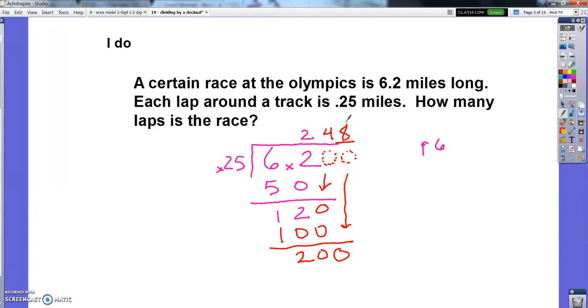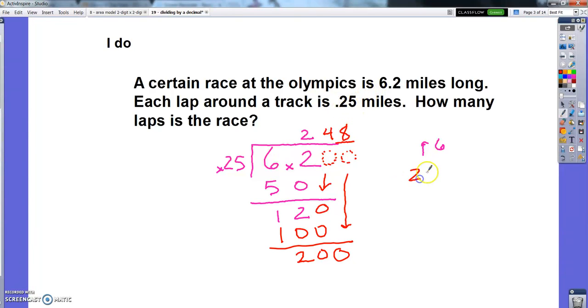And so now all that's left is to find reasonably where my decimal goes. You probably don't even need to think about it mathematically here. You know, if you think about a 6-mile race, 4 laps make a mile.